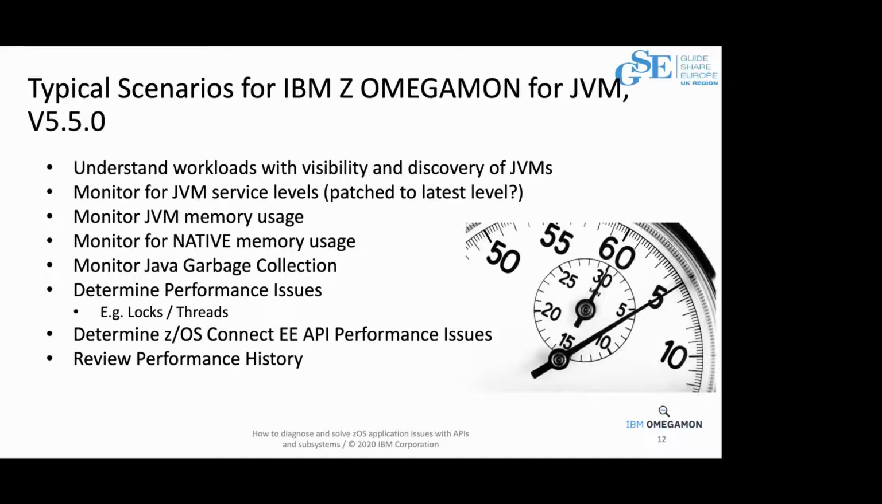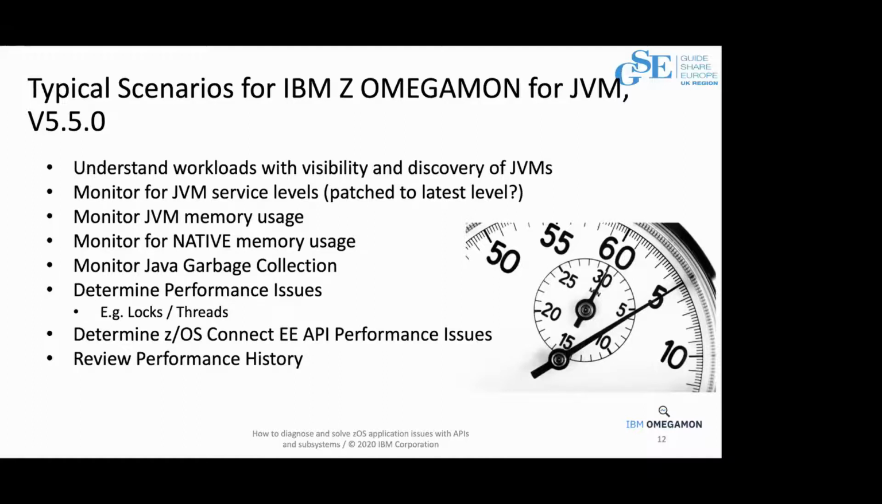Then we'll go into scenarios where we look at memory usage, such as heap occupancy. Then we'll look at how you can monitor native memory, which is also key, especially on Z, and how you look at the overall memory. And then we'll look at garbage collection, how it can affect the performance of your applications or your requests, and we'll see an example of how you can catch a Java garbage collection issue.